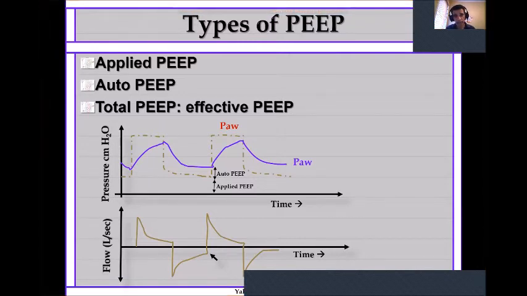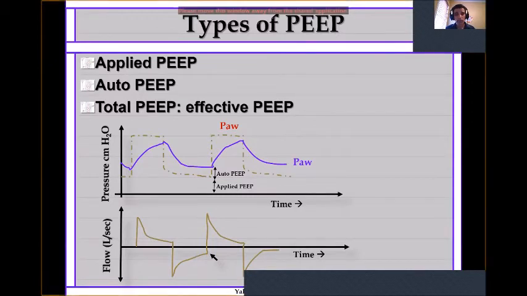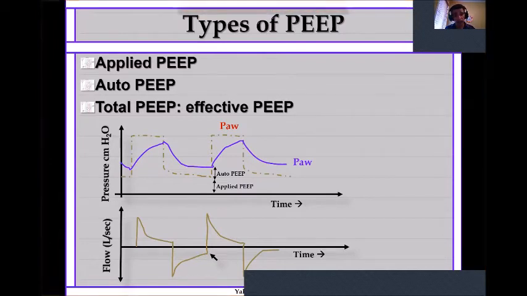And that will give you an extra PEEP. So you can see this is the alveolar pressure, and this is the airway pressure, and this is the PEEP we are applying. But the alveolar pressure does not go back to here, and the next breath starts from here. So instead of, let's say, starting from 5, it starts from 7. So you have 2 extra remaining in, and that we call auto PEEP. Therefore, the total PEEP or effective PEEP is the sum of the auto PEEP and the applied PEEP.